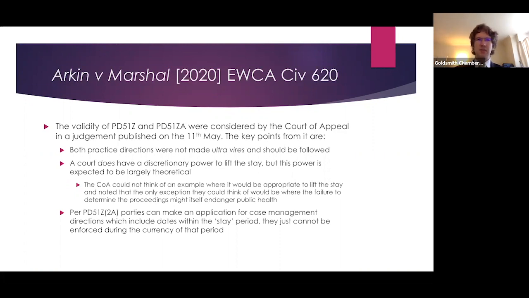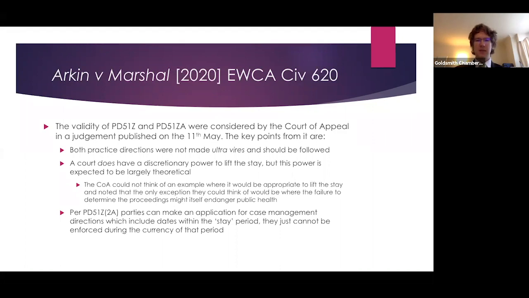The only exceptional guidance or idea they gave was that the point underlying the practice directions was the protection of public health. And if you did have a possession case where the failure to determine the proceedings and potentially make the possession order might itself endanger public health, that could be grounds in a circumstance where it would be appropriate to lift the stay, but those would be vanishingly small circumstances. So there is a discretion, but not really, unless you somehow have a very unusual case.